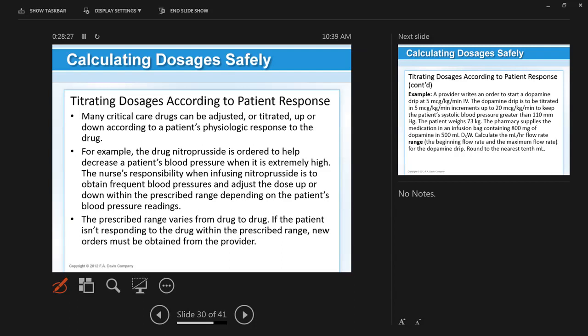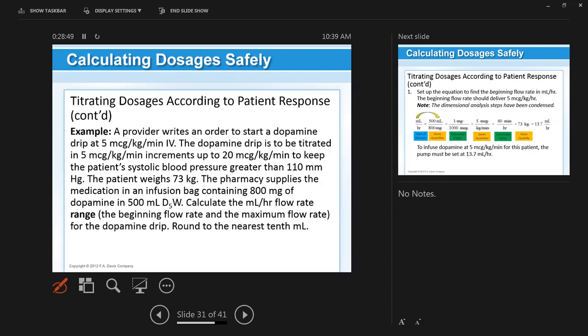Okay, titrating is what I want to go to next. Titrating might be when your provider will order a medication to be infusing between 16.4 and 18 milliliters per hour. And so what you're going to do then is titrate this based on some type of assessment value, whether it be blood pressure, blood sugar, or anything in between.